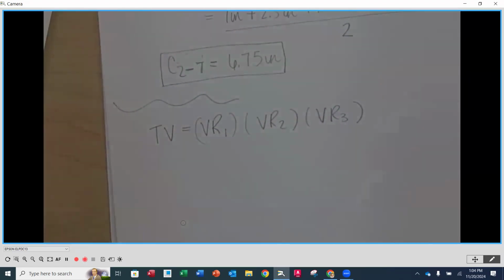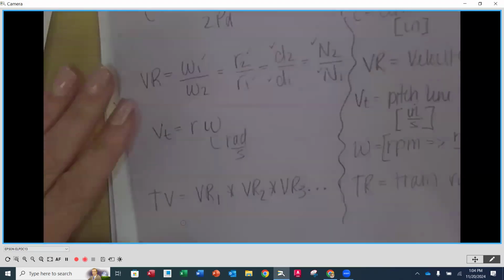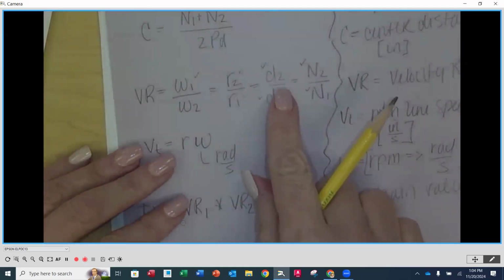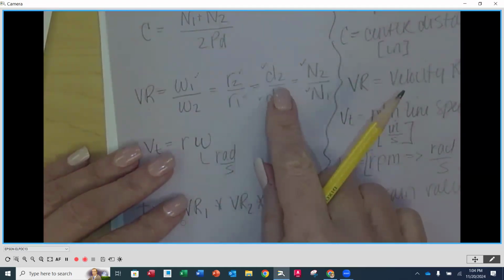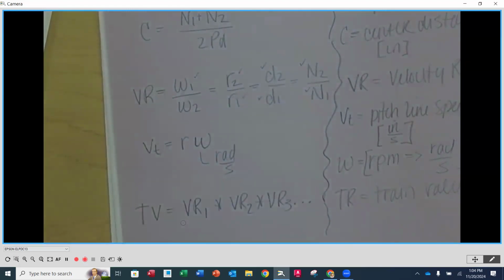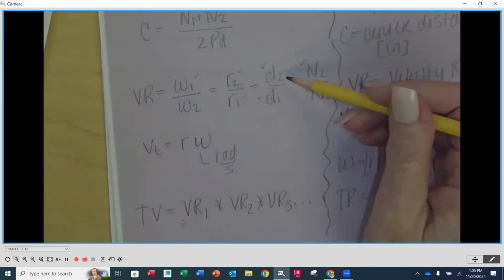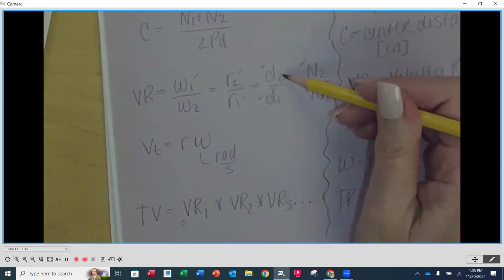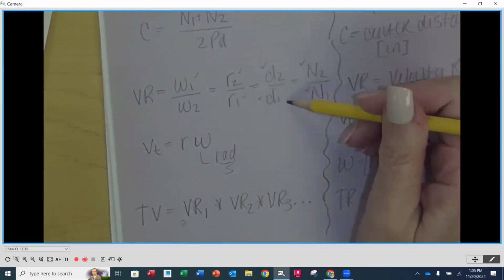Now, we don't know those individual velocity ratios, but we can calculate them because we know the diameters for each one, right? So our D2 is going to be the physically larger of the two that are in mesh. Remember, the smaller of the two gears in mesh is the pinion, and the larger of the two is the gear. So we're going to take the gear in each pair, and divide its pitch diameter by the pitch diameter of the pinion.